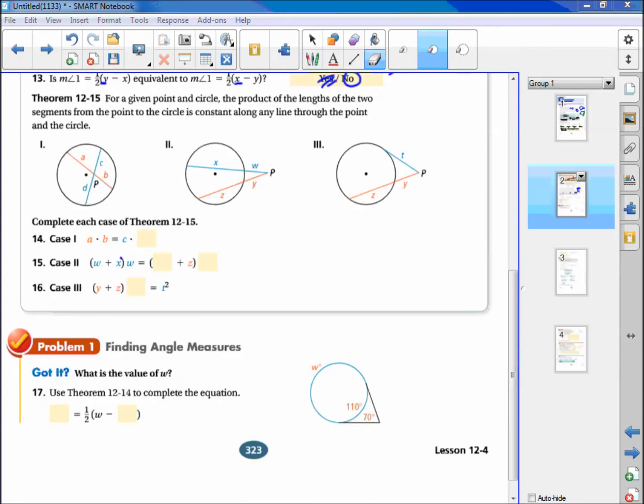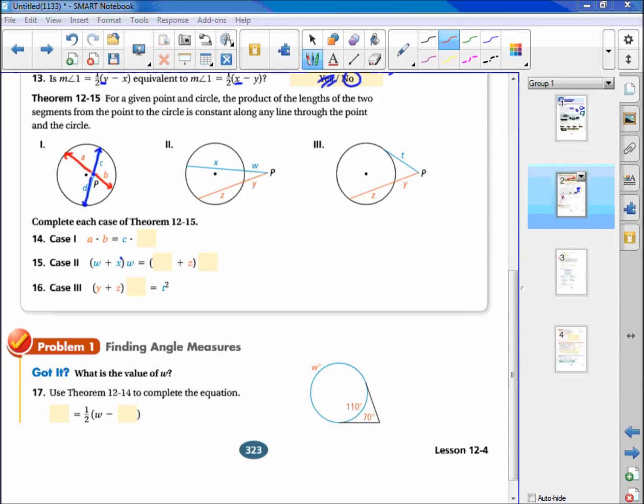Okay, our last theorem on here, theorem 12-15, says for a given point in a circle, the product of the lengths of the two segments from the point to the circle is constant along any line through that point. So for instance, in case 1 here, this is our point. And we have two distances for the blue part. We have this distance going this way, and this distance going this way to touch the circle. And then they drew another one to show that it doesn't matter. So we have this way and this way.